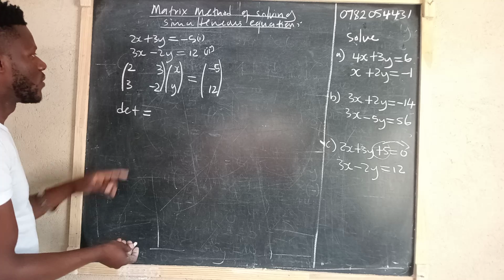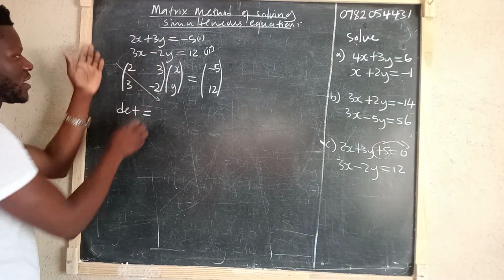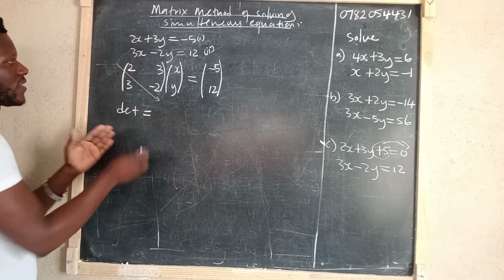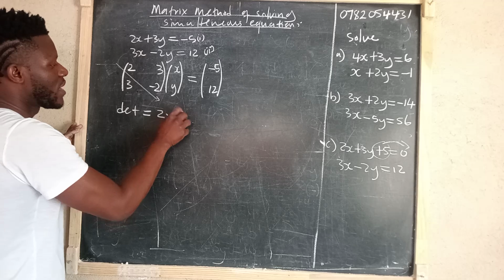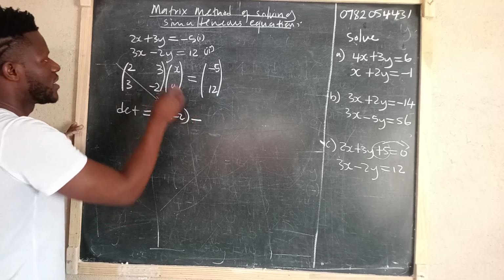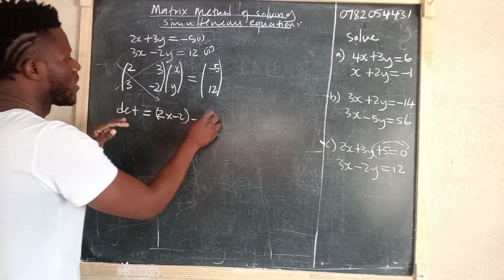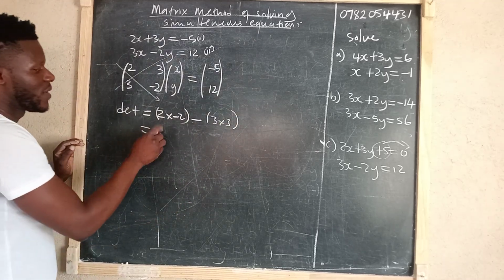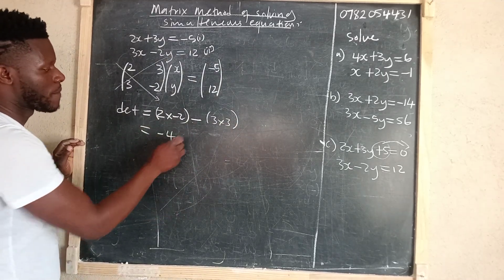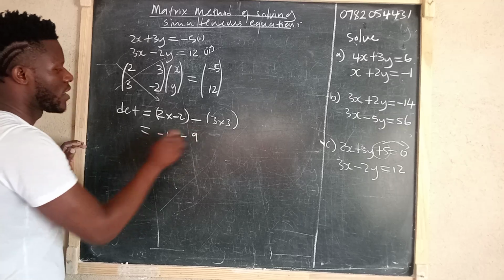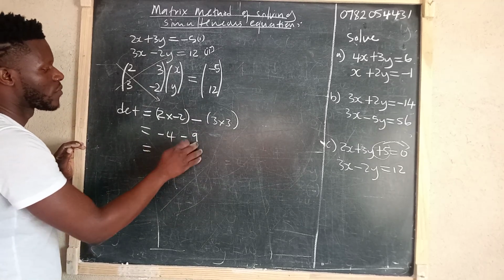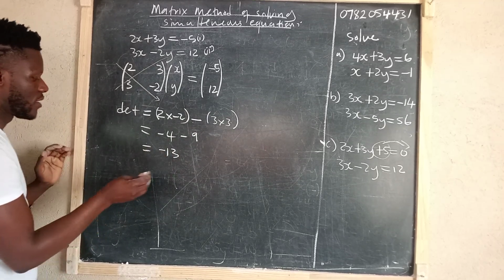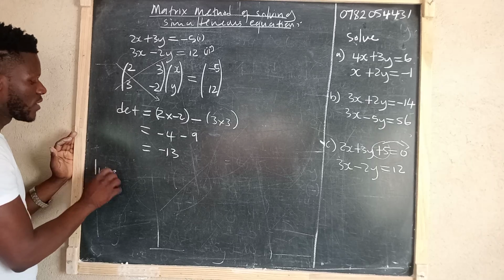Determinant equals, we say, numbers in the major diagonal, they multiply. That is 2 times -2, subtracting the numbers of the off diagonal. That is 3 times 3. 2 times -2 gives -4, minus 9. And the determinant is -13.